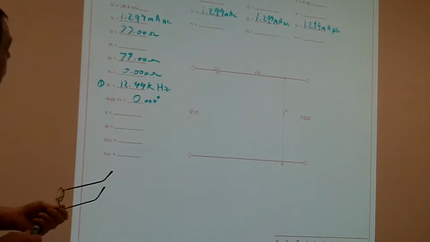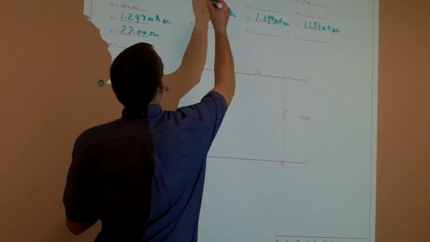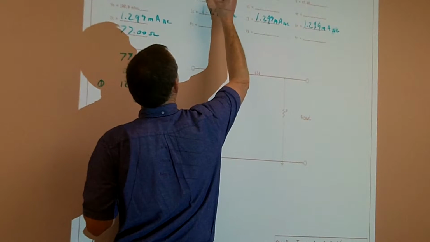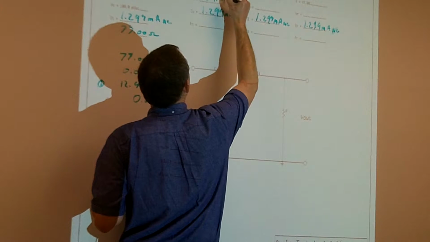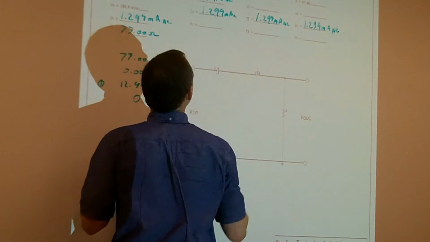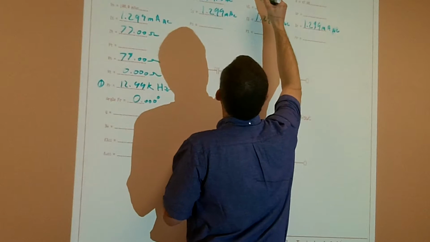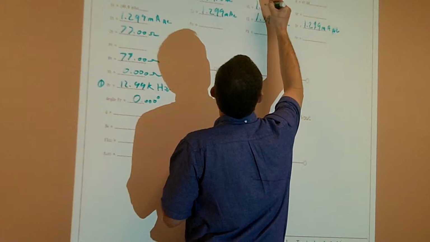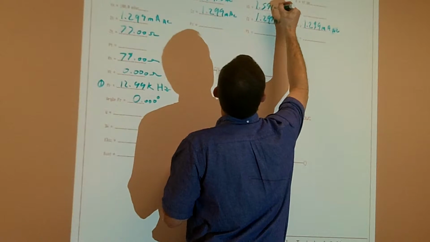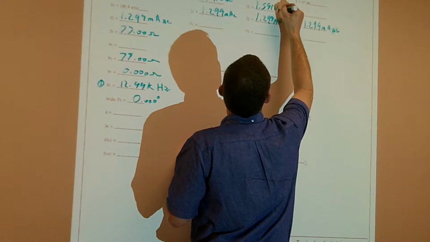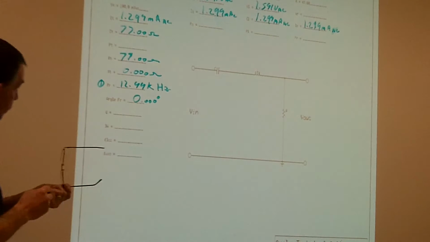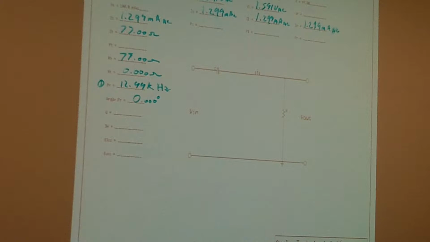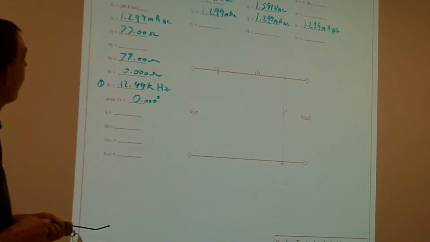VC is 1.591 volts AC. Okay, 1.591. Yep. And we know that that's going to be the same as VL then, 1.591 volts AC. So again, a lot larger voltage than what we have for our source voltage.